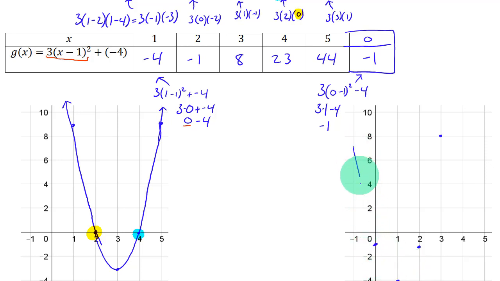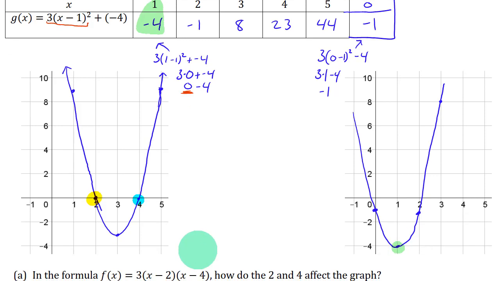Whoops. More like that. There we go. Okay. I don't know why I'm so bad at drawing parabolas. They always come out looking kind of weird. But anyway, those are the points that we got. And what I want to point out here is that the 1, negative 4 point, plugging in x equals 1 is what makes this part become 0, again, and that gives you this point there at the bottom.